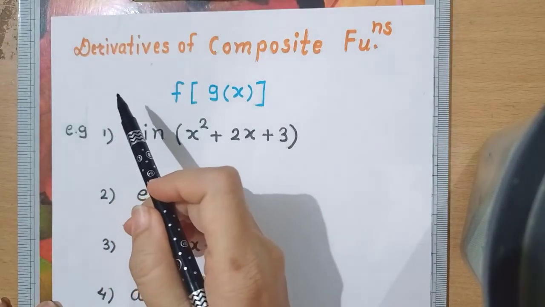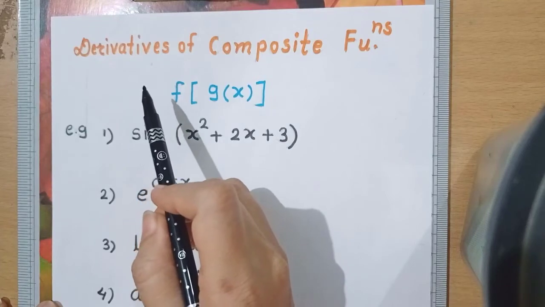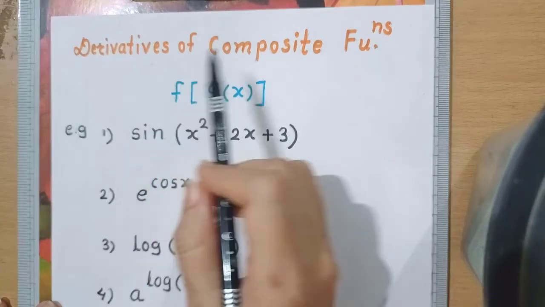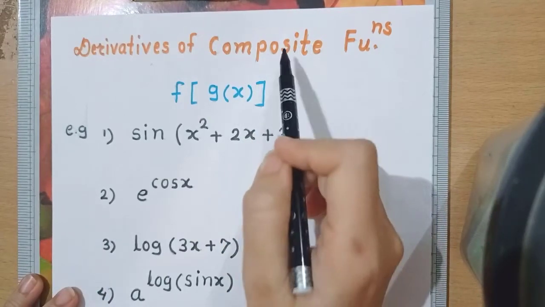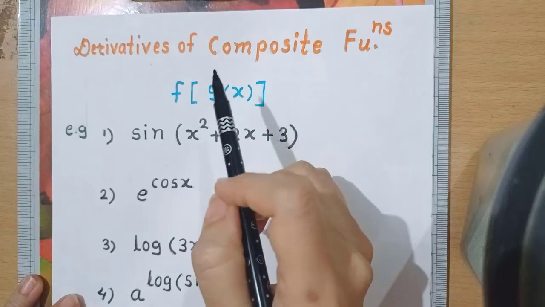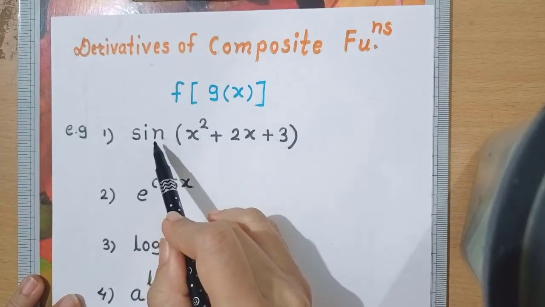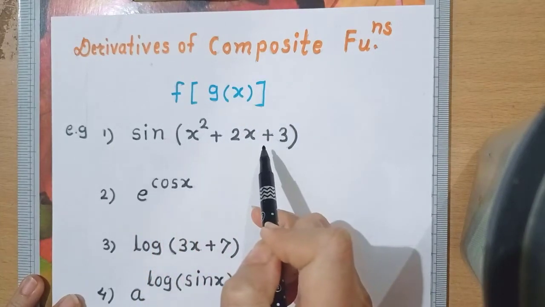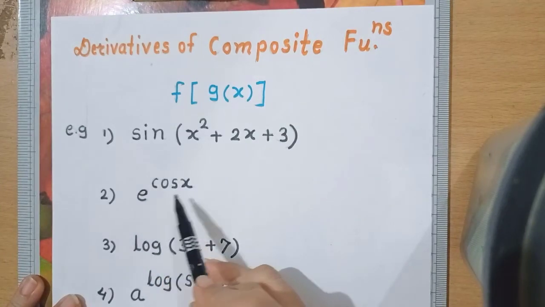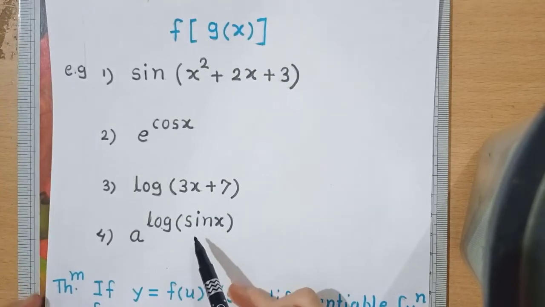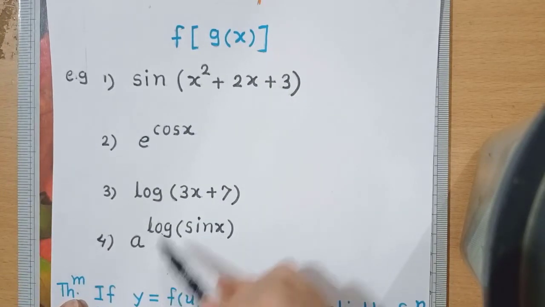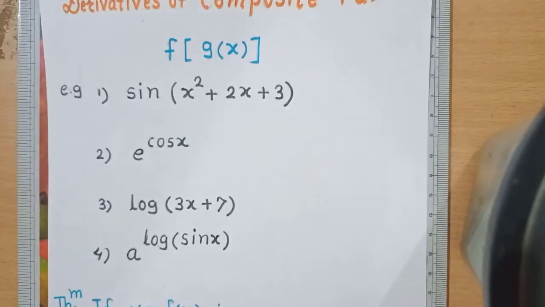Now we are going to study our first point of differentiation, derivatives of composite functions. Now what is this composite function? It means a function of a function. Here, a trigonometric function of a polynomial function, an exponential function of a trigonometric function, a logarithmic function of a polynomial function, an exponential function of a logarithmic function of a trigonometric function. All these are composite functions.